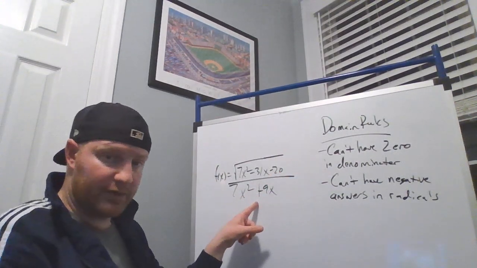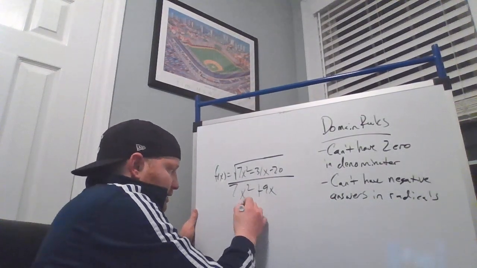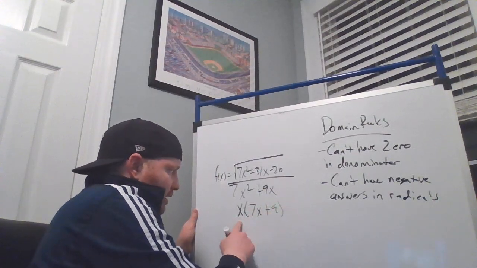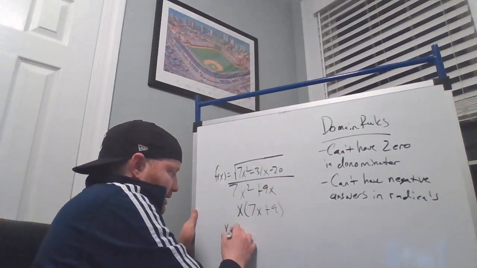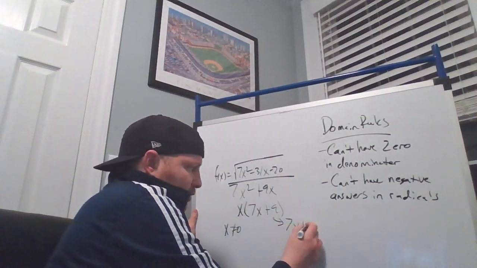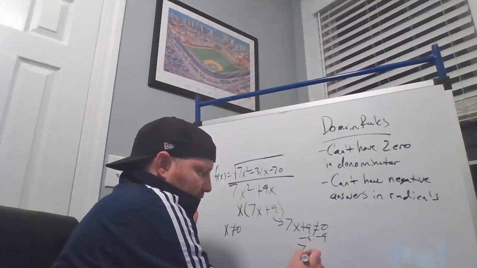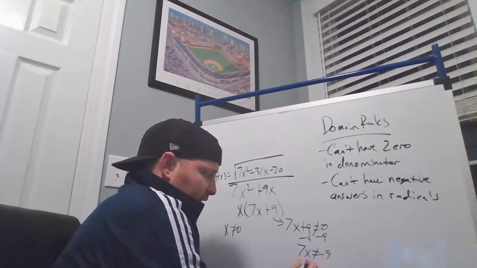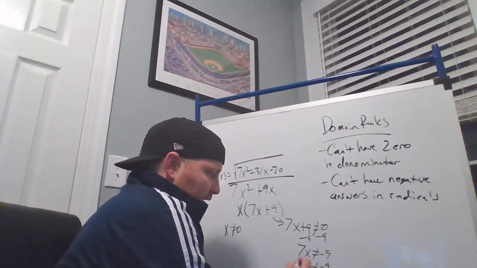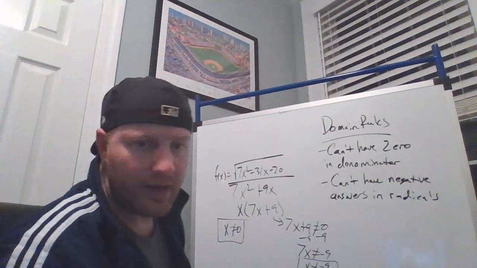So I'm going to do this one first. I'm going to factor this one down. They both share an x. So this is x times 7x plus 9. This right here says x cannot equal 0. And this one, 7x plus 9 cannot equal 0, remember. Minus 9 on both sides: 7x cannot equal negative 9. So x cannot equal negative 9 sevenths. There are my two answers.